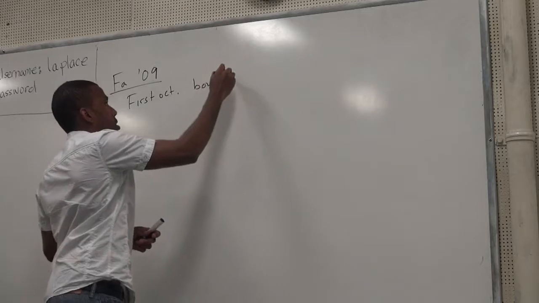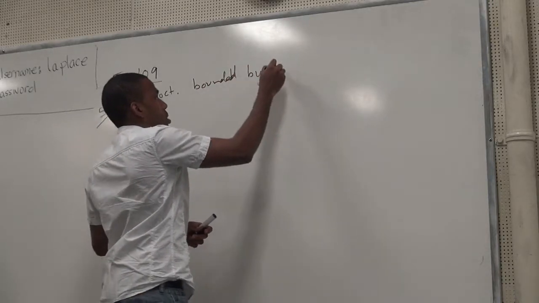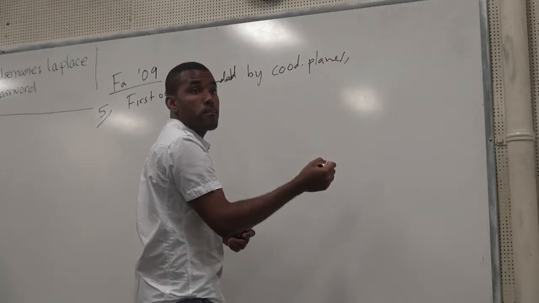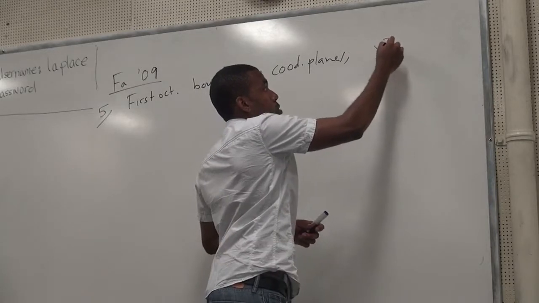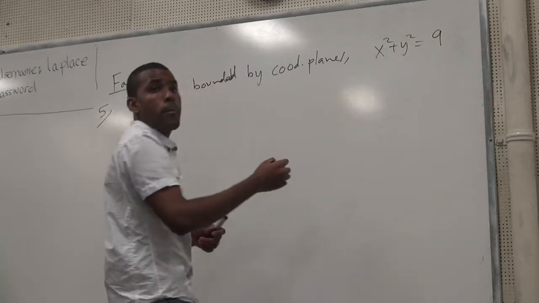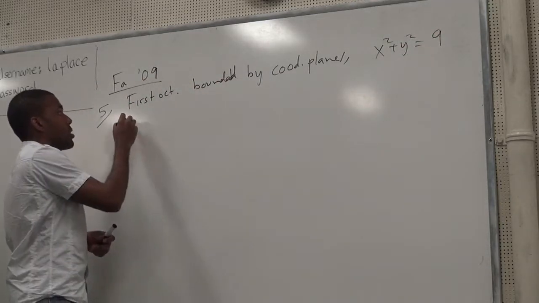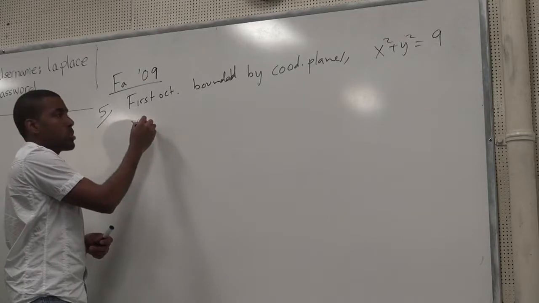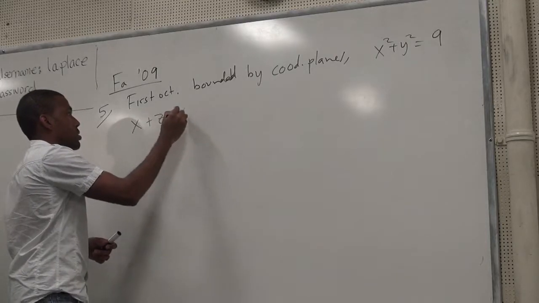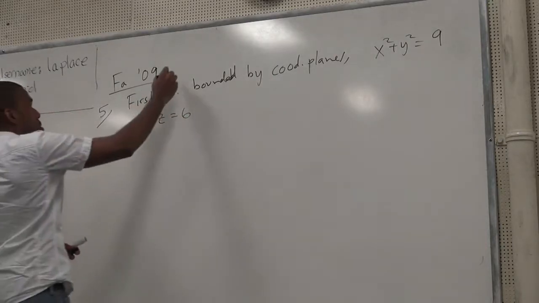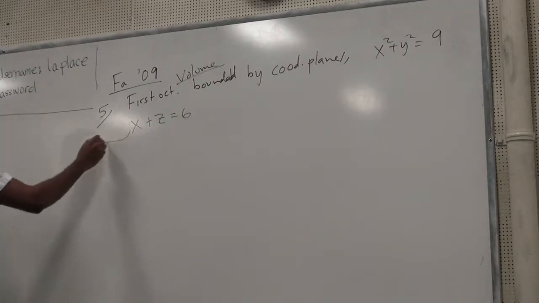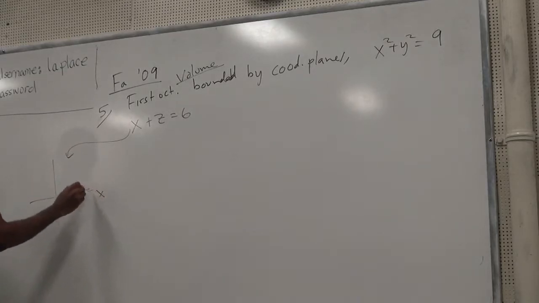Bounded by coordinate planes, and the cylinder x squared plus y squared equals 9, and the plane x plus z equals 6. And I want the volume, right? Yes. Okay, so now I know x plus z equals 6.